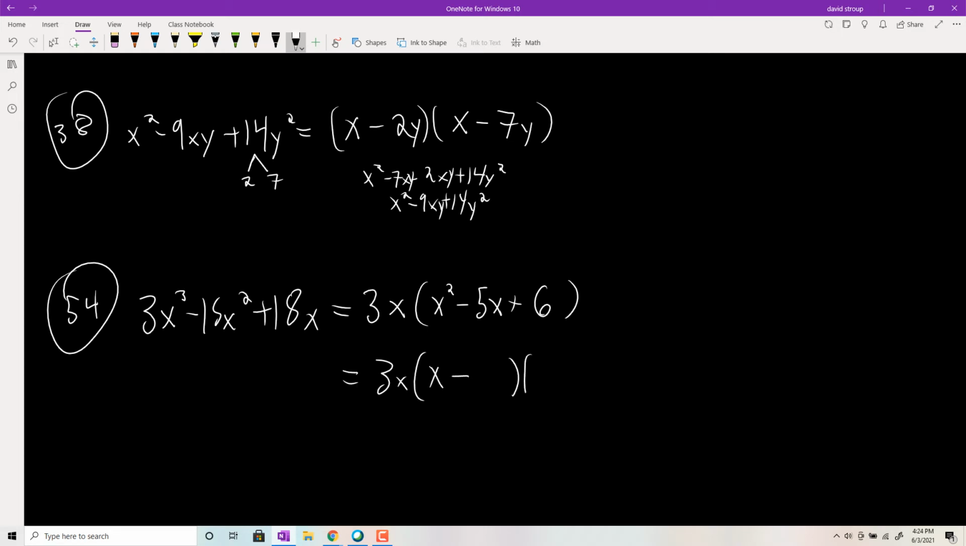That'd be minus minus. 3 and 2. Right, because 3 plus 2 will give me the 5. And sort of FOIL a little bit. X squared minus 2x minus 3x plus 6 is x squared minus 5x plus 6.